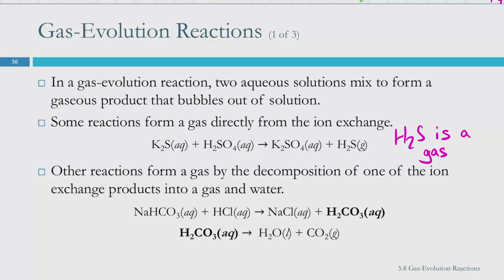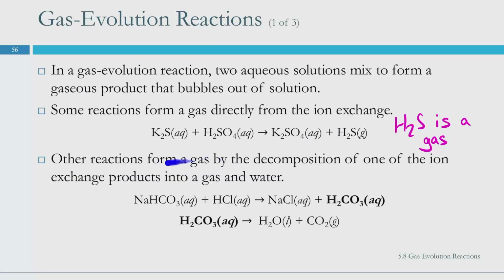So how would we identify that gas evolution reaction? We would just have to know that H2S is a gas. H2O is a liquid, H2S is a gas. Others form a gas by decomposing one of the ion exchange products. So one of the things that we come up with is H2CO3, carbonic acid. H2CO3 is how carbon dioxide is stored in, for example, a can of soda. Some of it is stored that way. And that turns into H2O and CO2 gas. That's the bubbles that are leaving when you're drinking a soda.